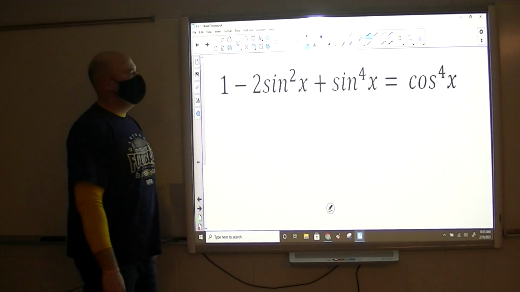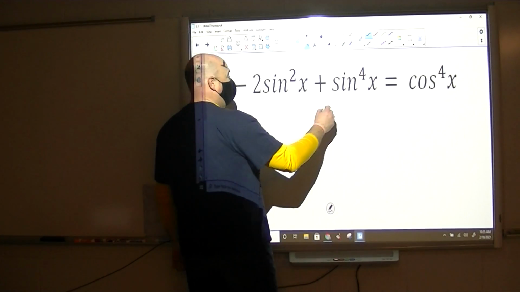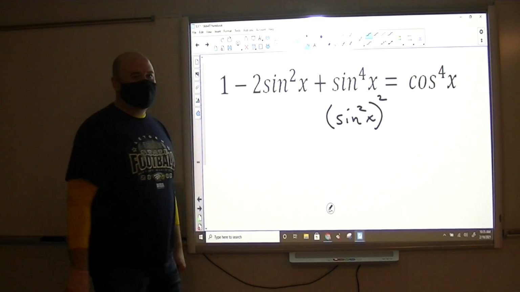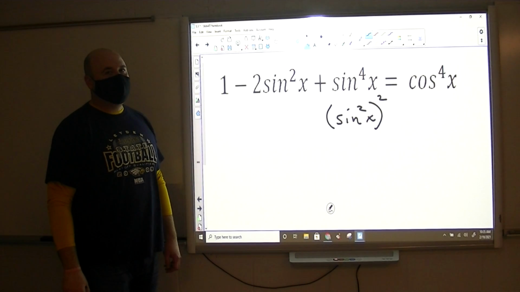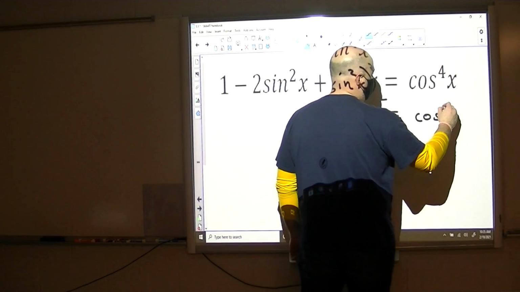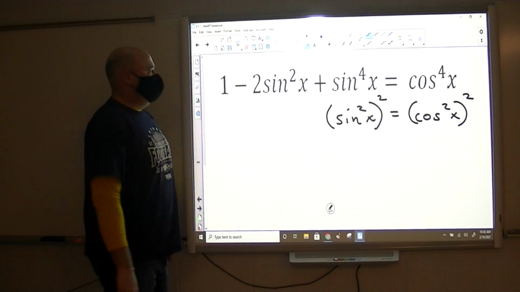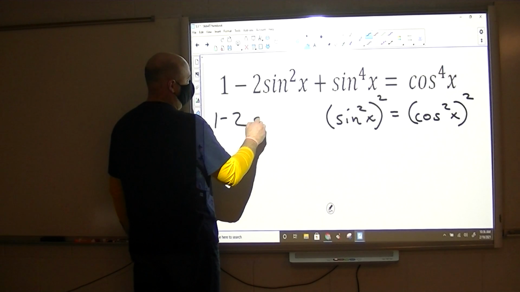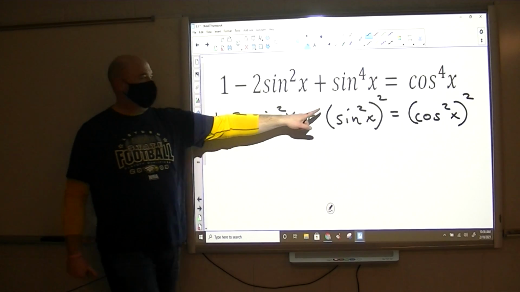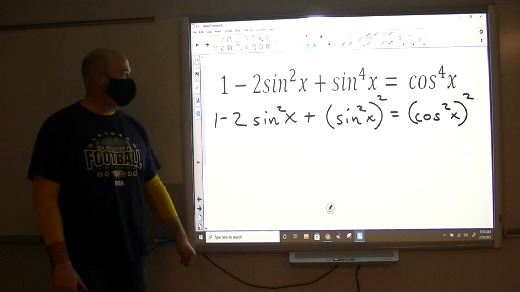Okay, check this out. Sine to the fourth x is the same thing as sine squared squared. Okay, right? Cosine to the fourth is the same as cosine squared squared. So, if we write this only in terms of squared values, we could use Pythagorean identities.